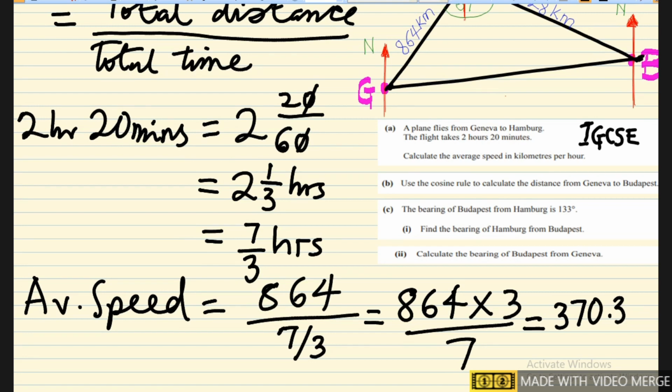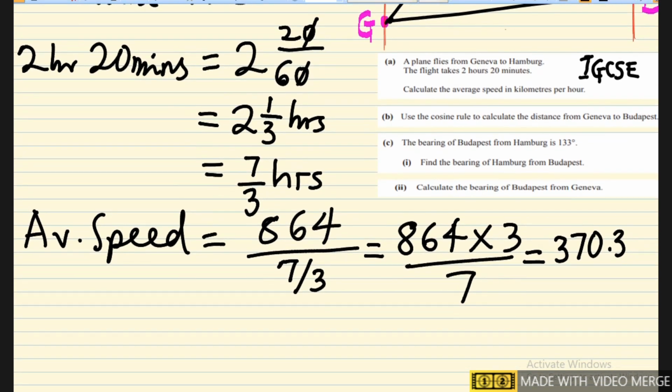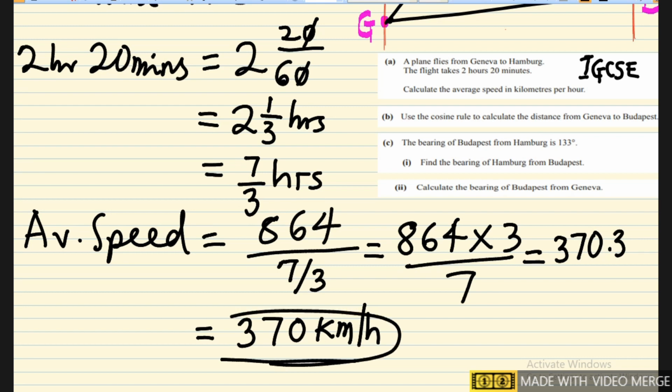As expected from IGCSE, usually if we are not given any degree of accuracy, we can keep our answer to 3 significant figures. So keeping this to 3 significant figures, we have 370 kilometers per hour. That gives us the average speed. Let's write our degree of accuracy, 3 significant figures. Let's move on to the second part.